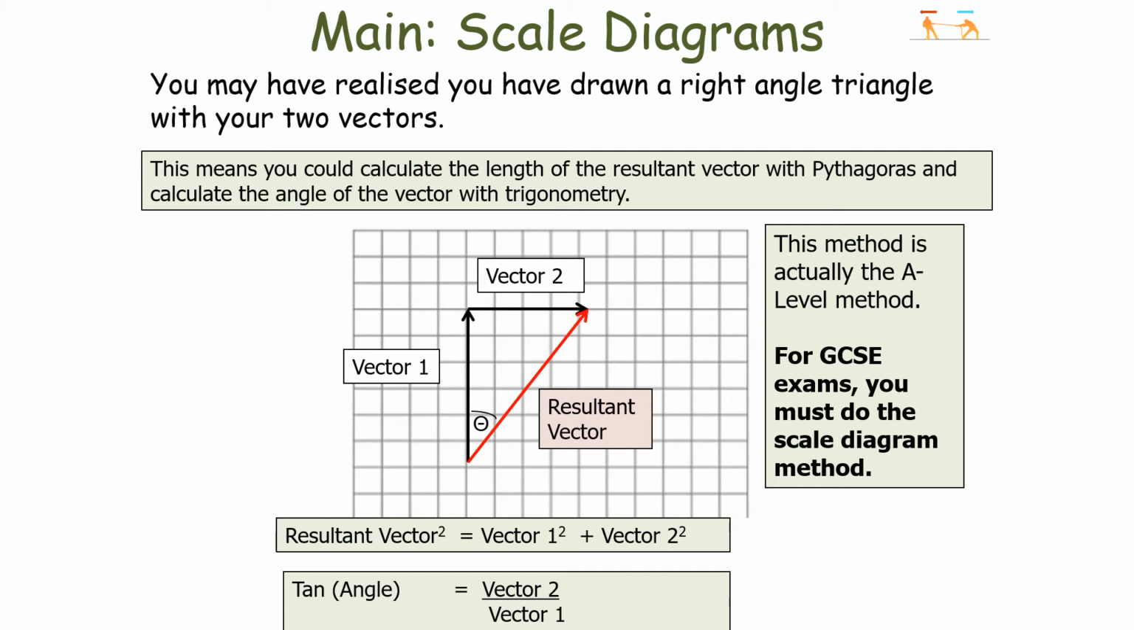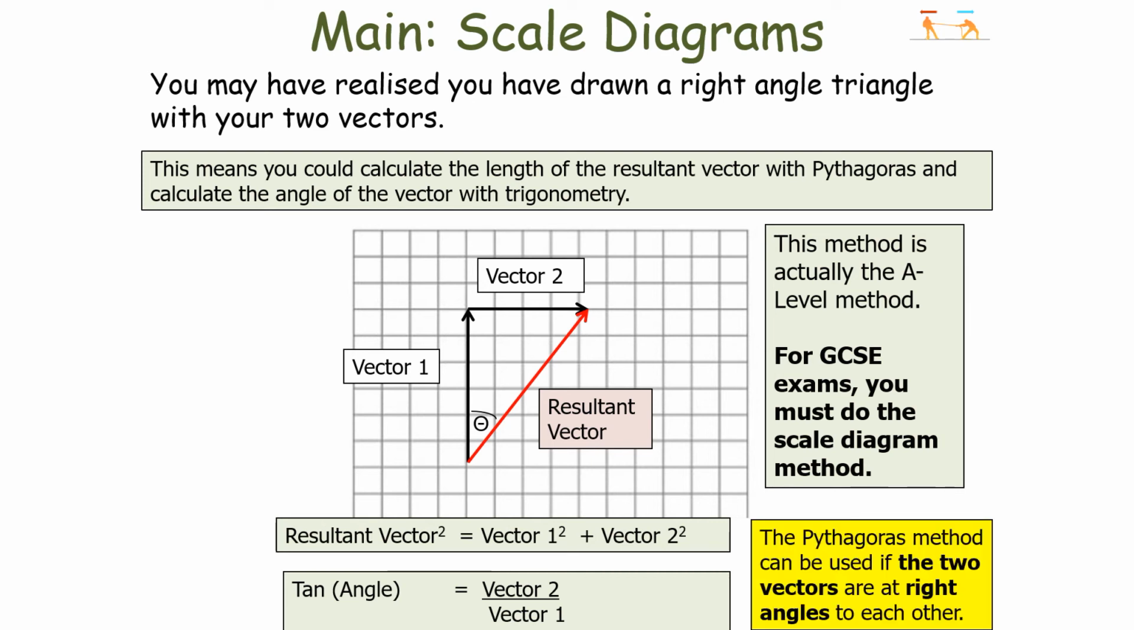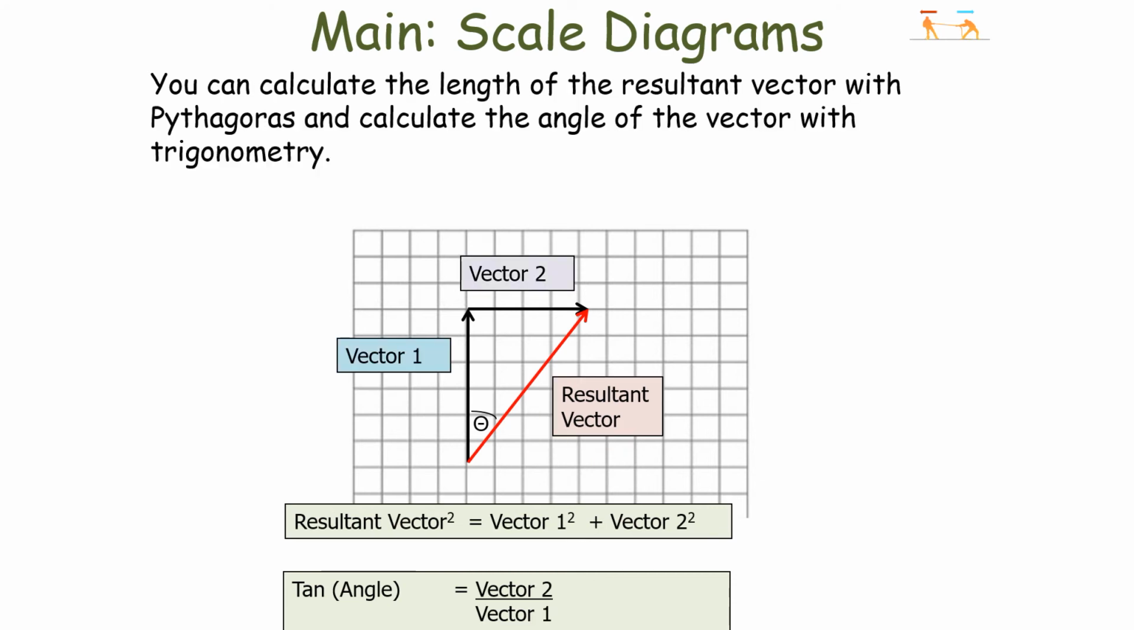Now this method is actually an A-level method, so for GCSE exams you've got to do the scale diagram method, because the Pythagorean method can only be used if the two vectors are at right angles to each other. So what is this methodology?